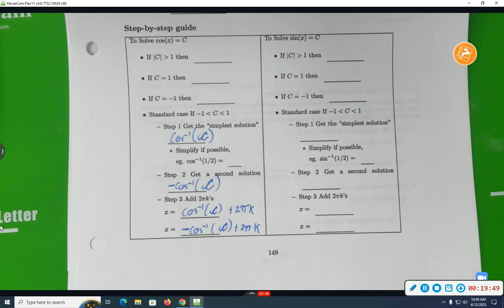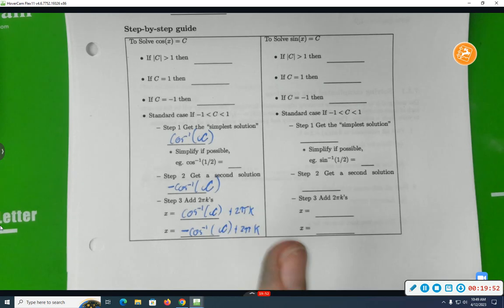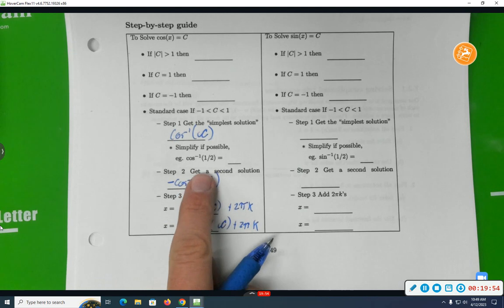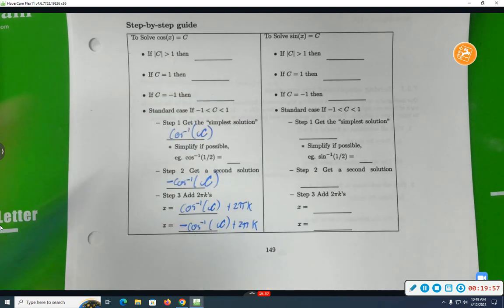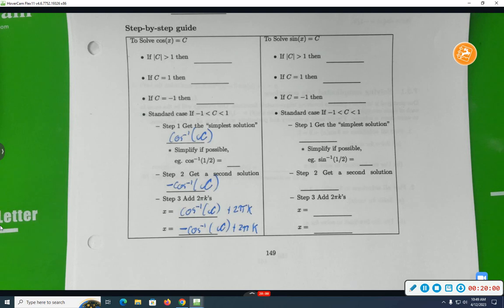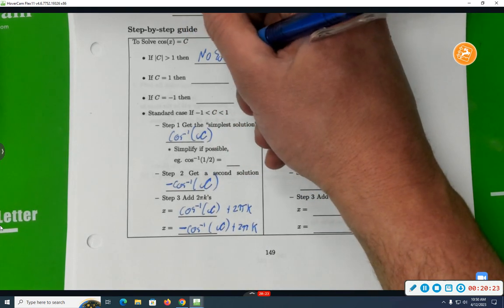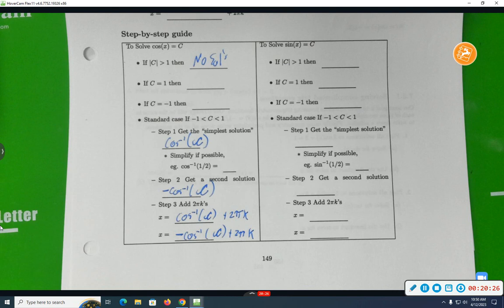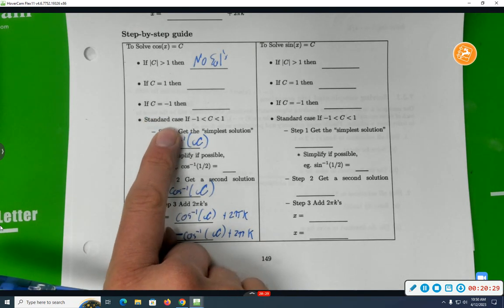You should simplify if possible, but I don't want to emphasize that right now. What if I give you something bigger than 1? What if I ask you to solve cosine of x equals 253? What's the biggest cosine can be? Is cosine ever equal to 253? There are no solutions. So if c is bigger than 1, there are just no solutions. If c is less than 1 in absolute value, then you can find solutions.